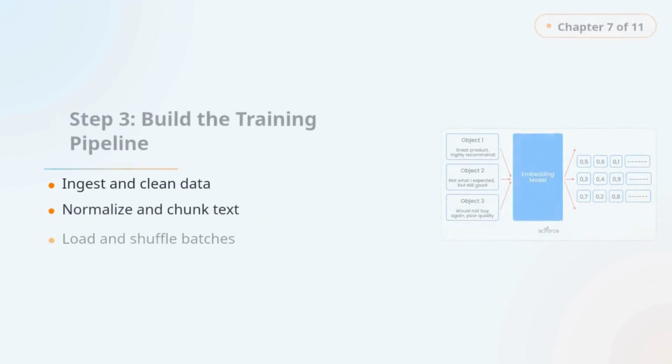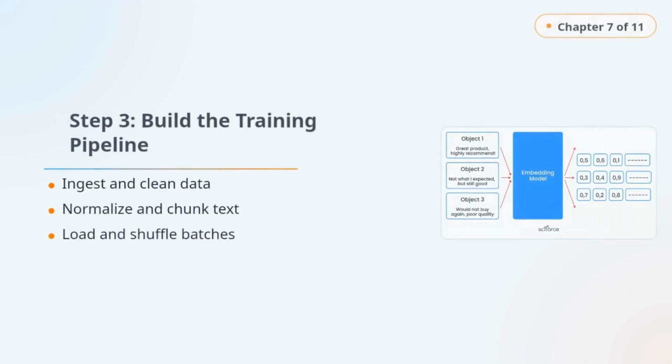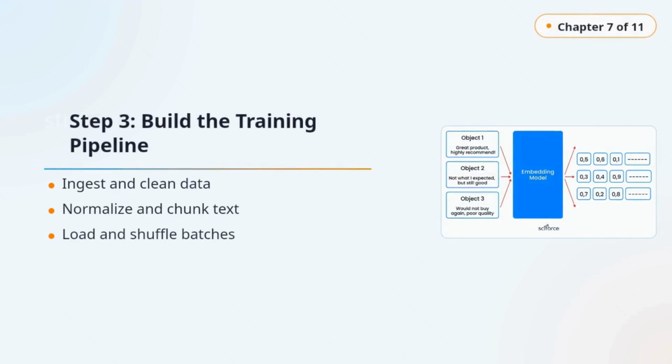Now comes the training pipeline. First, data is collected and loaded. Then it is cleaned, normalized, and checked for consistency. Large documents are split into manageable chunks while keeping context intact. After tokenization, the data is loaded in batches, often with shuffling and parallel loading, so training becomes efficient and stable.